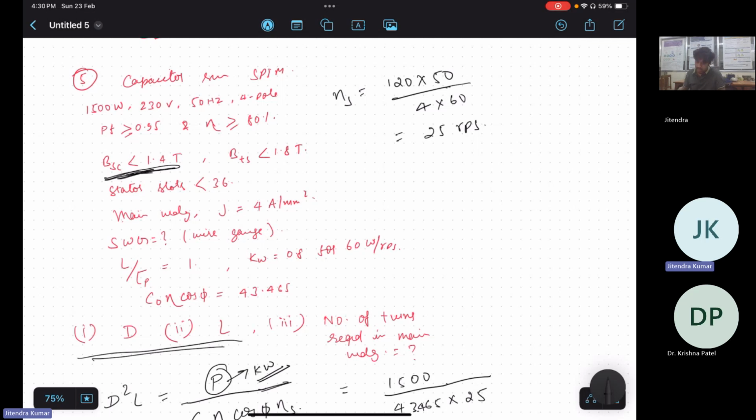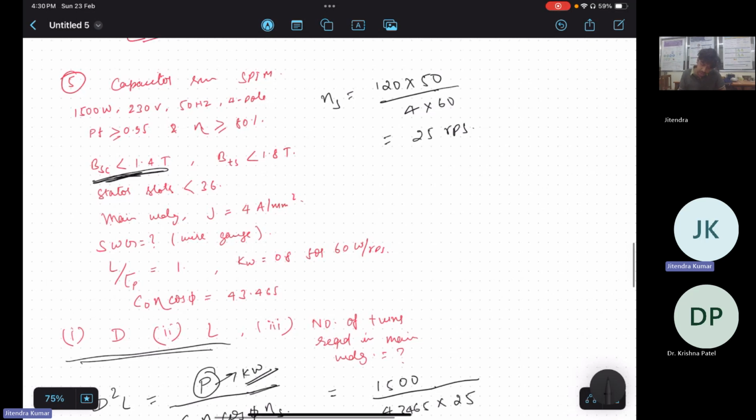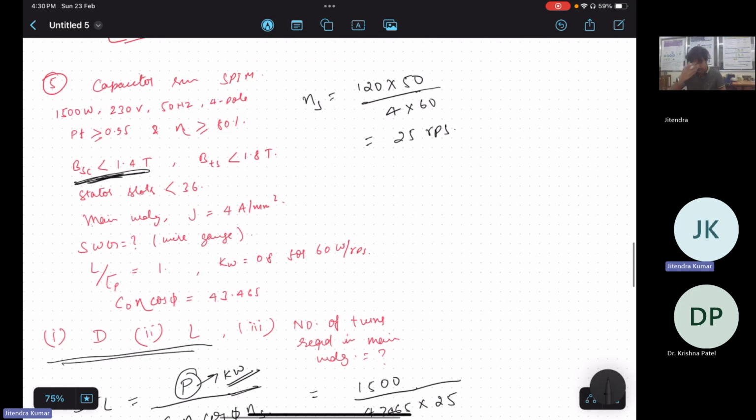If we know the current in the main winding, and from area, yeah, area will be length into width. Right, exactly. So we will take that path, but for that we need current in the main winding. So that current in the main winding we can consider approximately 95% of the total current.